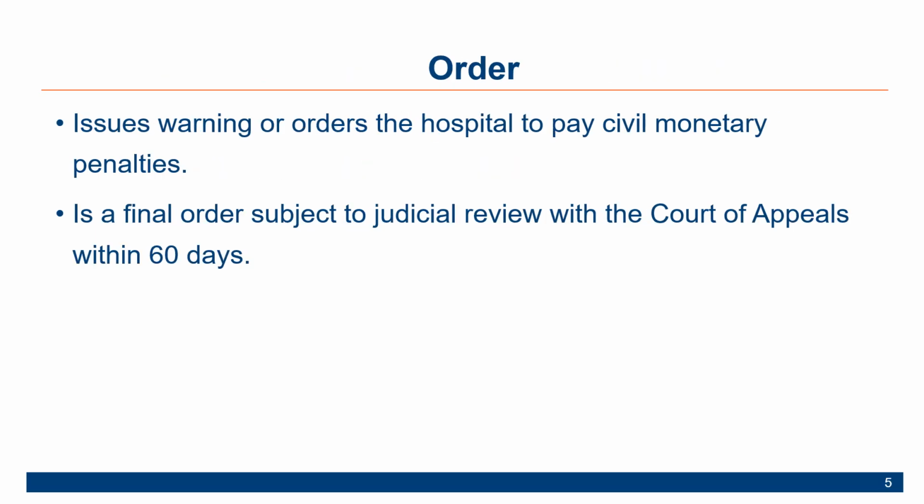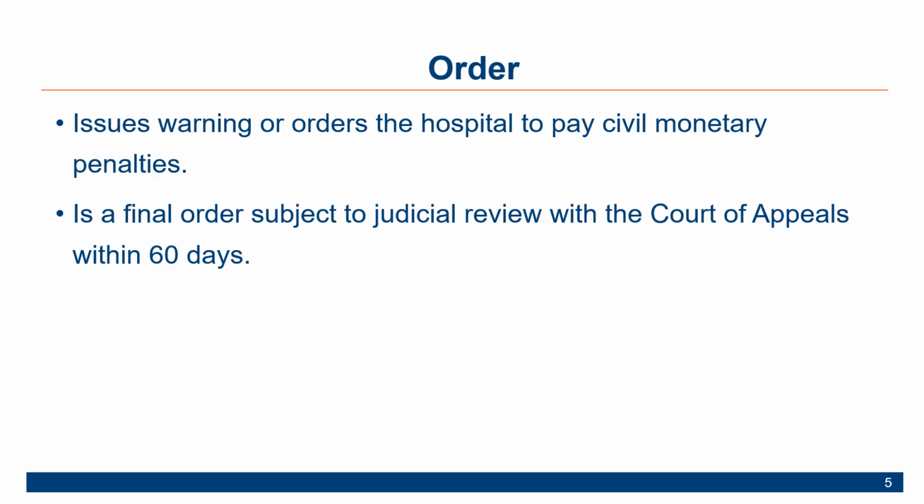The primary purpose of the default final order is to issue one or more orders resulting from violation findings. The order section explicitly finalizes the warnings and orders the hospital to pay any civil monetary penalties. Default final orders may be appealed to the Oregon Court of Appeals within 60 days of the date of a given order.